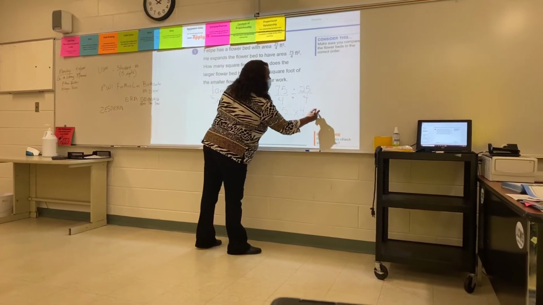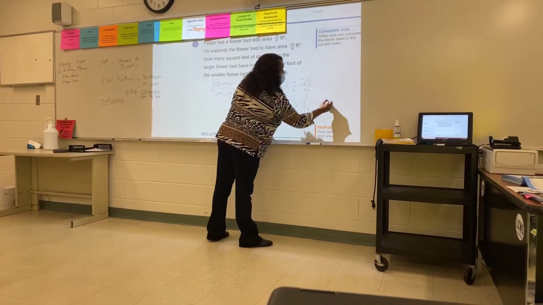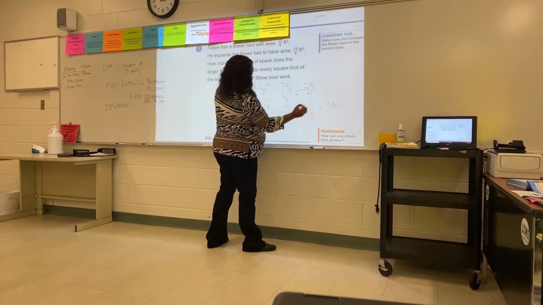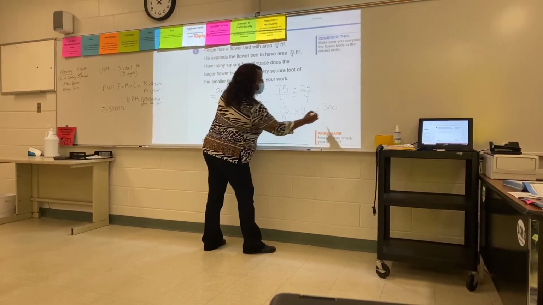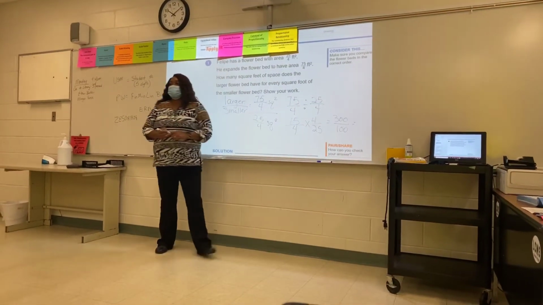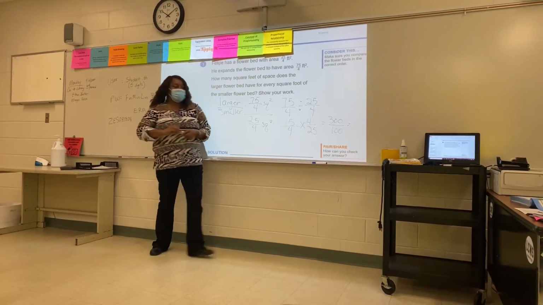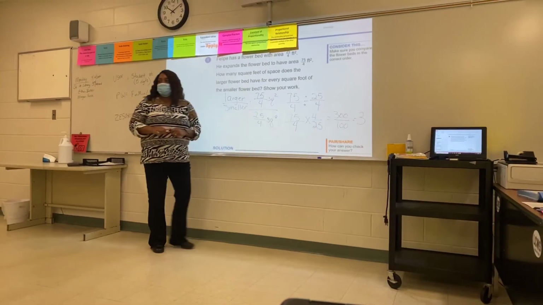Top times top will give me how many? 300. Bottom times bottom. 100. Excuse me, I didn't write that right. 100. 300 divided by 100 is 3. Good job. Do we have any questions?